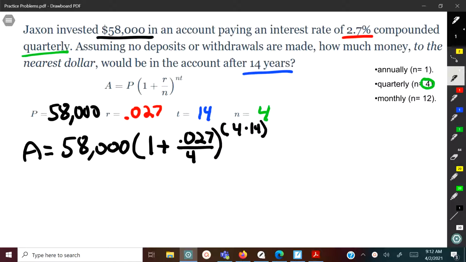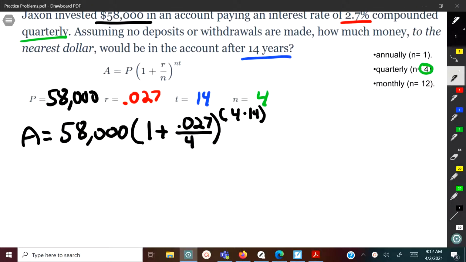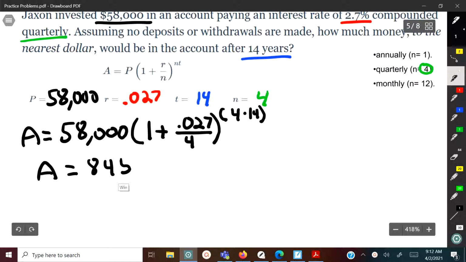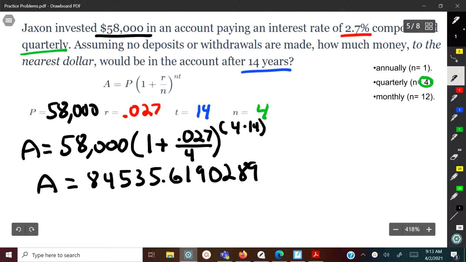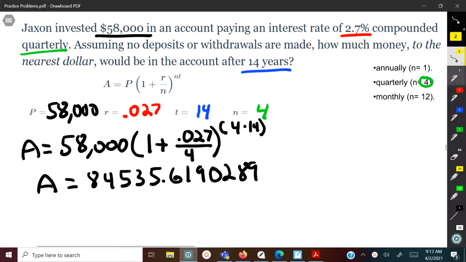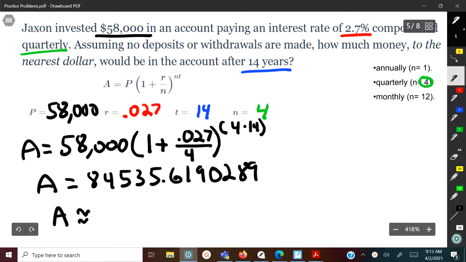All right, now you type all of that into the calculator, and you get this big number here, 84,536.190289, and we want to round this to the nearest dollar. So we're going to round that to the nearest dollar right here. Okay, and the nearest dollar is 5. So we look to the number to the right of it, and it's 5 or more, so we raise the score. So let's go get us A. It's close to 84,536.